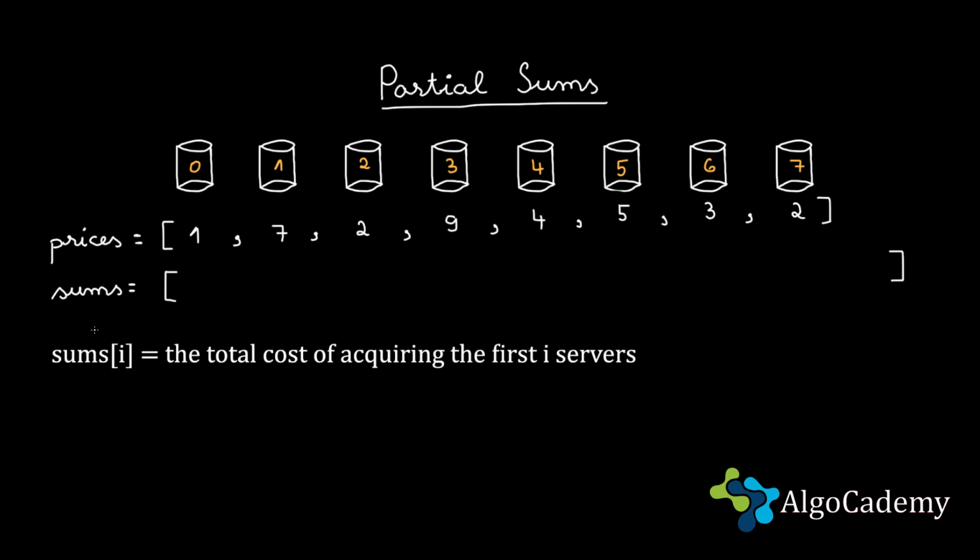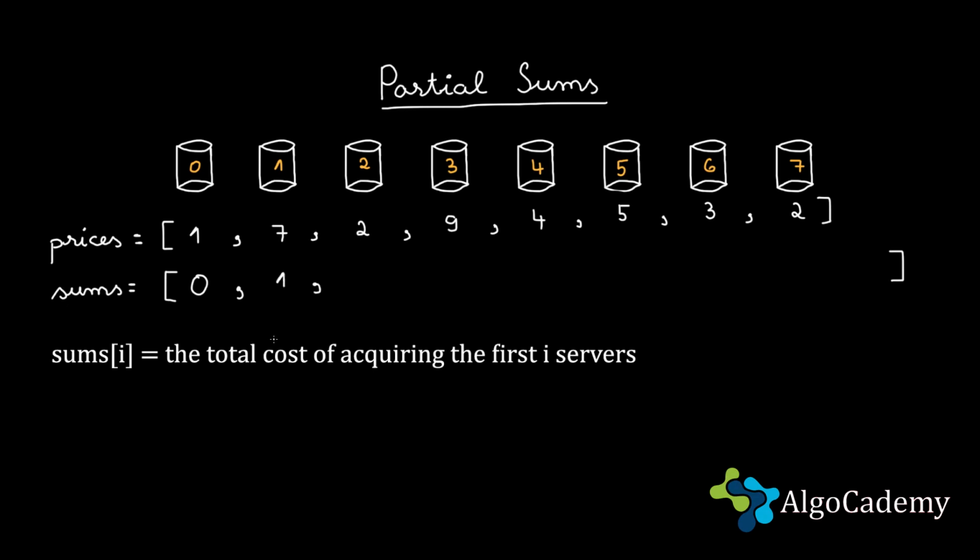As you can see, the definition of sums: sums of I is equal to the total cost of acquiring the first I servers. Let's see what it means here. We are going to start with sums of 0, and sums of 0 will be, of course, 0 because we are not acquiring anything, right? It might seem non-intuitive at first, but trust me, we are going to use the sums of 0. Then, sums of 1 is the cost of acquiring the first server. The first server costs 1, so this is 1.